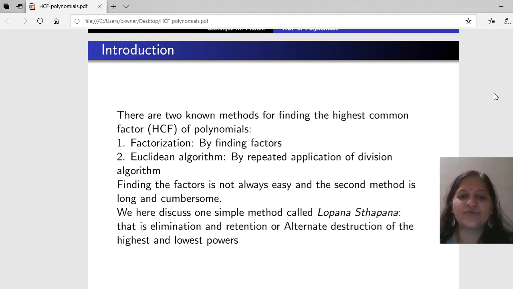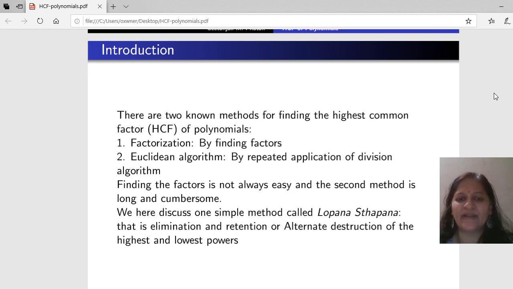Second method is the Euclidean algorithm, that is by repeated application of the division algorithm. In this method, we divide one polynomial by the other, then we get a quotient and remainder. Then again we divide by the remainder, and this process continues until we get the GCD, that is the HCF of the polynomials.